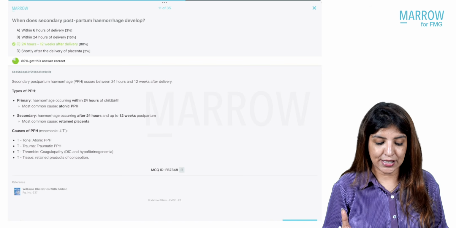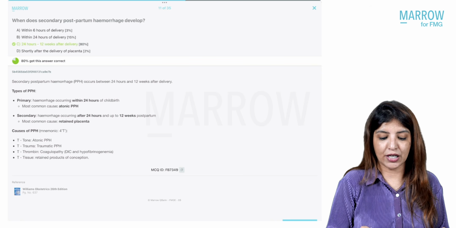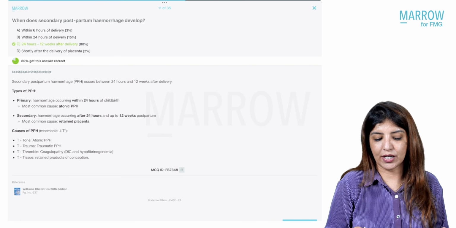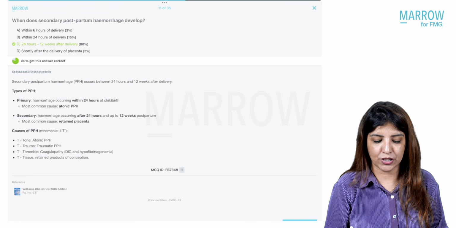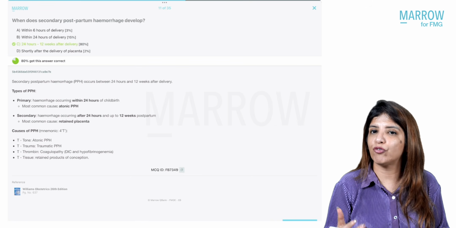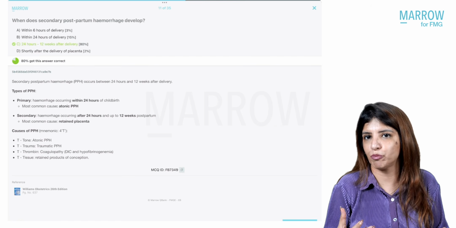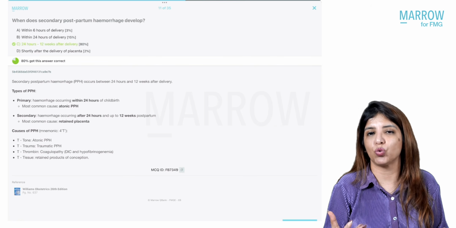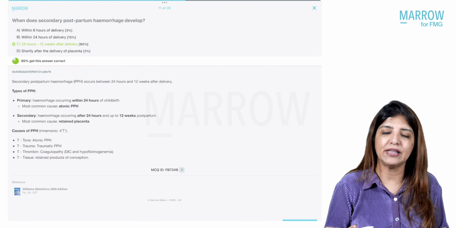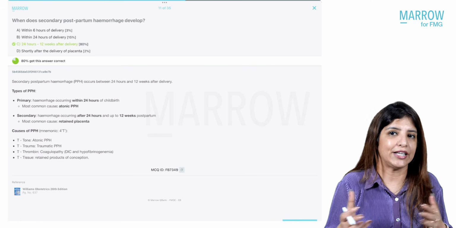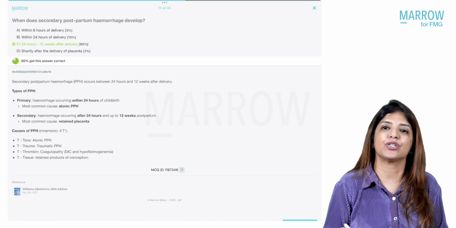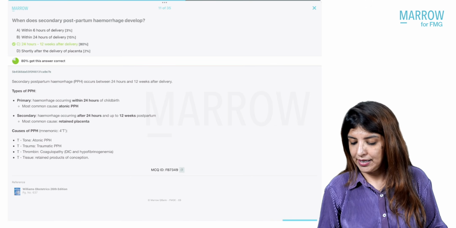So the same explanations are given over here. Primary PPH occurs within 24 hours of childbirth and the most common cause is atonic PPH. Secondary PPH occurs after 24 hours and up till 12 weeks postpartum. The most common cause is retained placenta. Also, they have given you the causes of PPH. All of you know that it is the 4 T's which are responsible for PPH. Number 1 T is tonicity, that is atonic PPH. Number 2 is trauma. Third T stands for thrombin, that is in all the coagulative disorders which may happen, for example, DIC. And fourth T is for tissue, that is retained placental tissue, right?